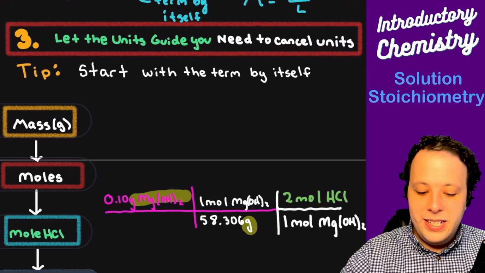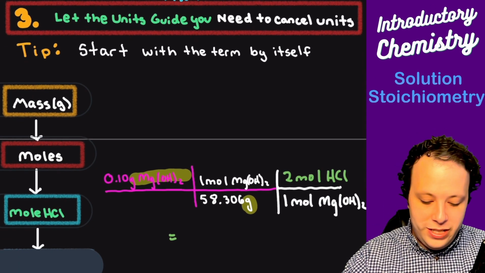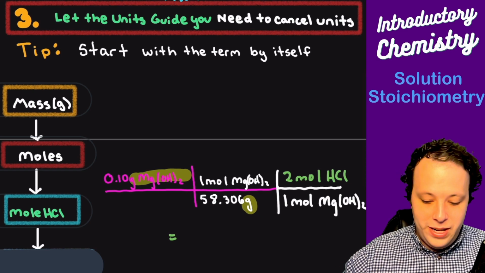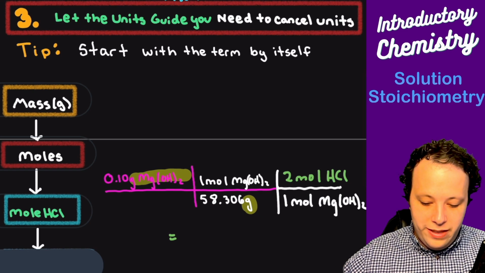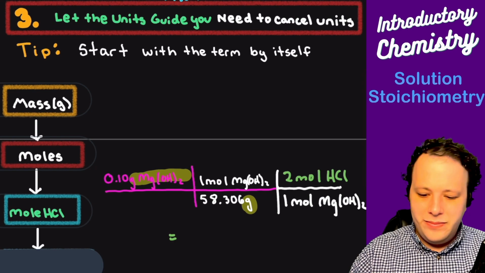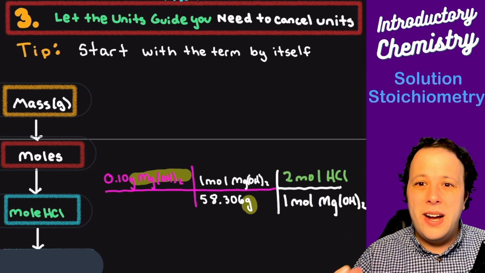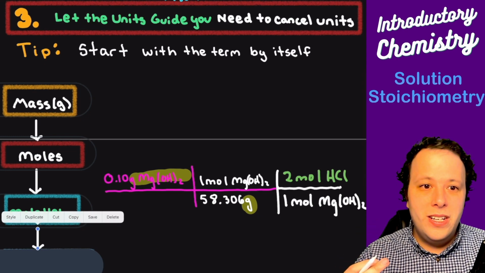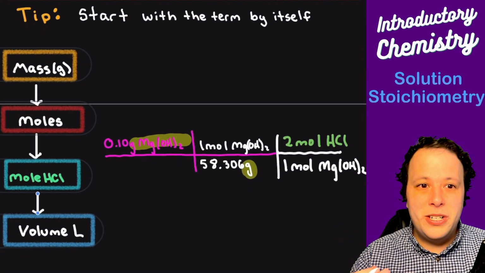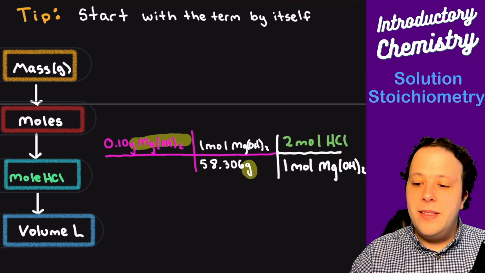Now, what that's going to give us is how many moles of HCl are in this particular reaction, which is one of the most important parts. Now, are we done? Well, we want liters. So how do we get to liters from here? Well, in order to get to the volume, which is the last step, we can use the molarity, right?